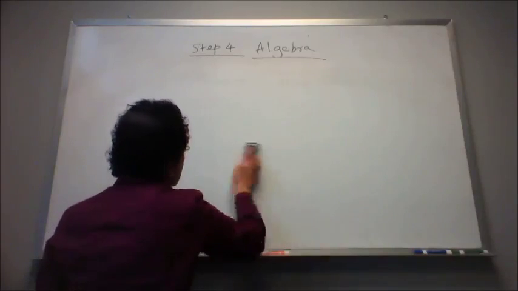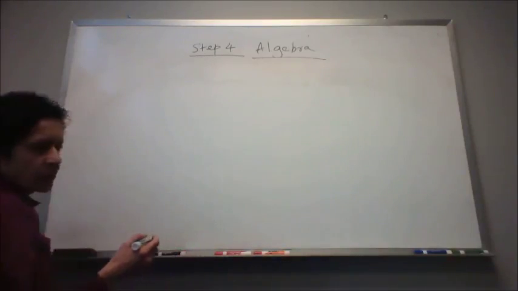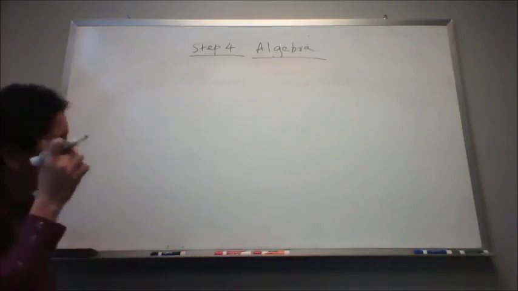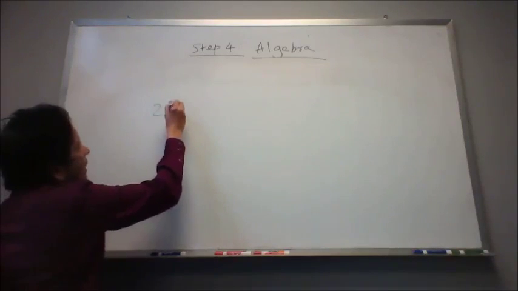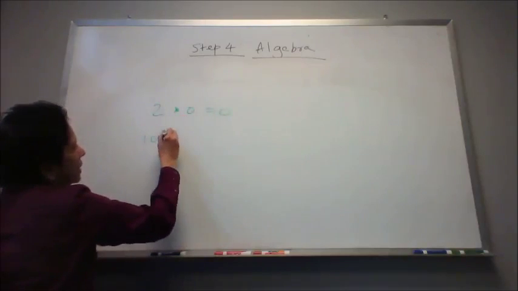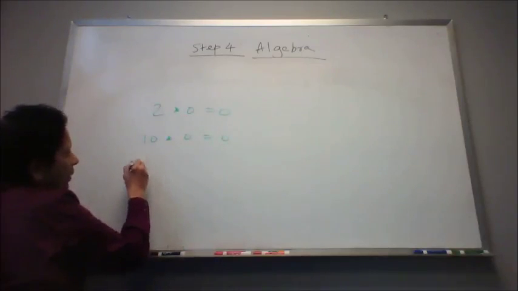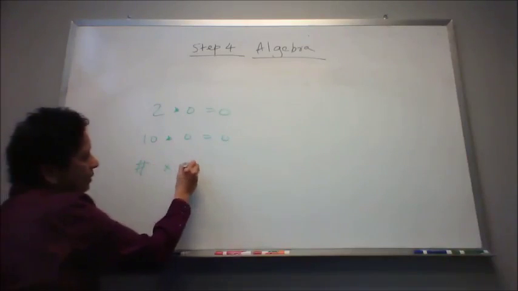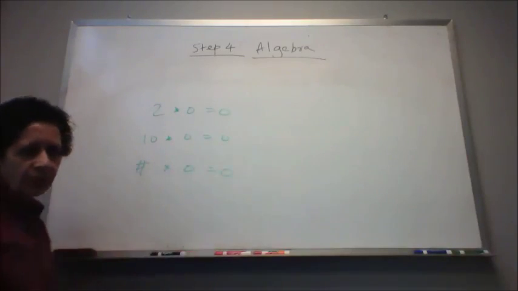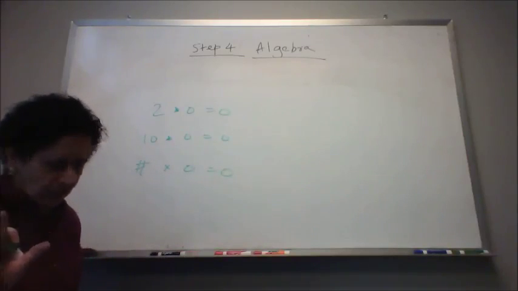Before we solve quadratic equations, let's remind ourselves. If I multiply the number 2 by 0, I get 0. The number 10 by 0, I get 0. So any number I multiply by 0, I'm going to get a 0. It doesn't matter which number, multiplying by 0 means I'm going to get a 0.